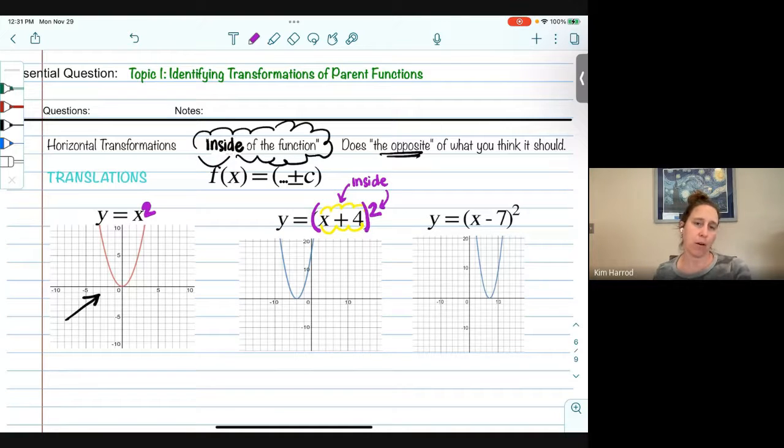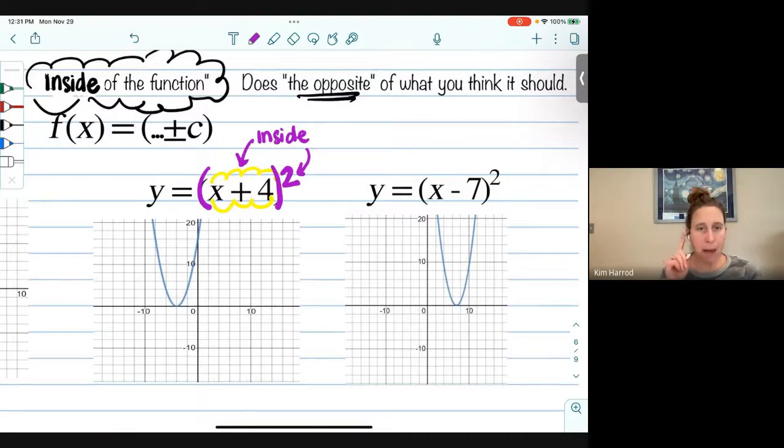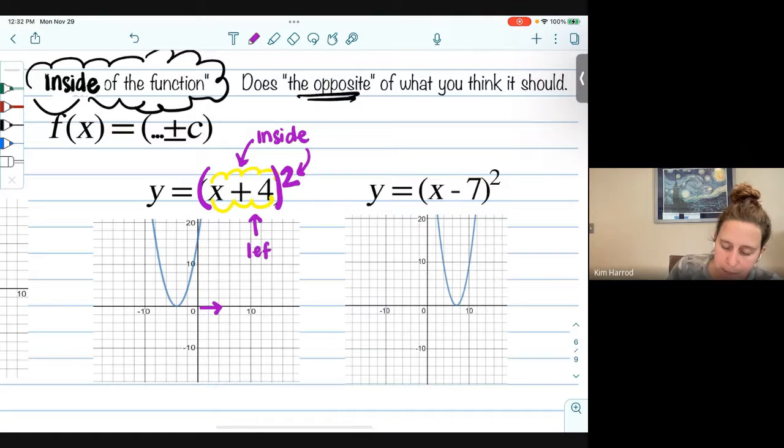It's getting squared. And then what I mean by opposite is my brain tells me that if I add 4 to something, it should go this way. But look at what happened on the graph. The blue graph of (x plus 4) squared did not go right. It did the opposite of what my common sense tells me, and it went left. So when this plus 4 happens on the inside, we ended up with left 4, not right 4.